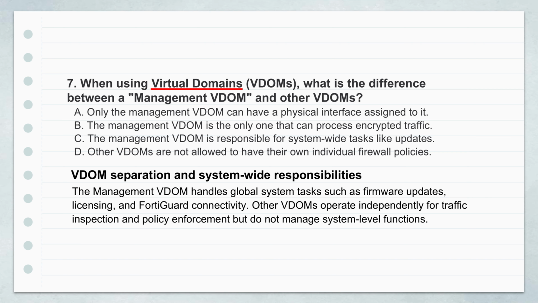So it's like a building superintendent. Perfect analogy. Each apartment is a VDOM. You can paint your walls, change your furniture, that's your policy, but you can't fix the roof. You can't pay the property tax for the whole building. No. The management VDOM is the super. The answer to the question emphasizes that it is solely responsible for system-wide tasks. Firmware, connecting to FortiGuard for updates, NTP for the system clock. So if I'm logged into the finance VDOM, I can't trigger a firmware update for the whole system. Nope, the system won't let you. It's an architectural safety valve.